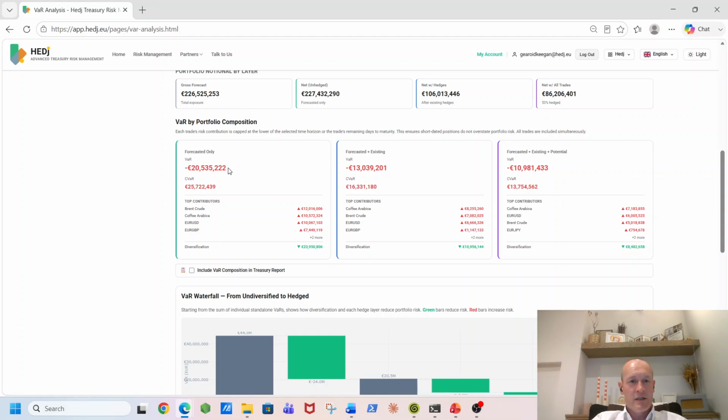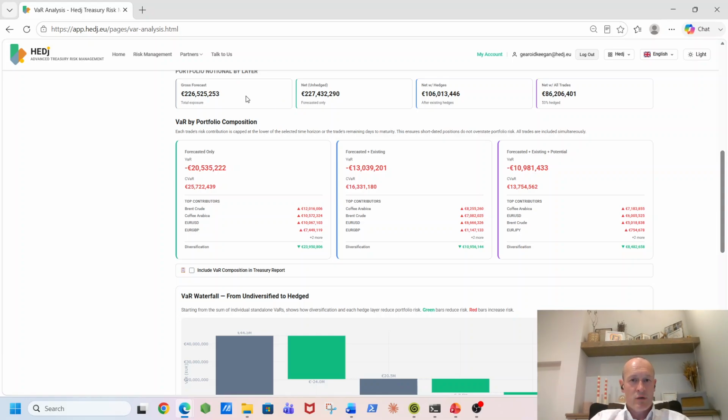Your unhedged forecasted cash flows, total notional of 226 million. Potential worst case market move, they fall in value by or become more expensive by 20 million euro. You bring into account your hedging trades, and that risk reduces by about 7 million euro. And then if you bring in your potential trades, it reduces by another 2 million.